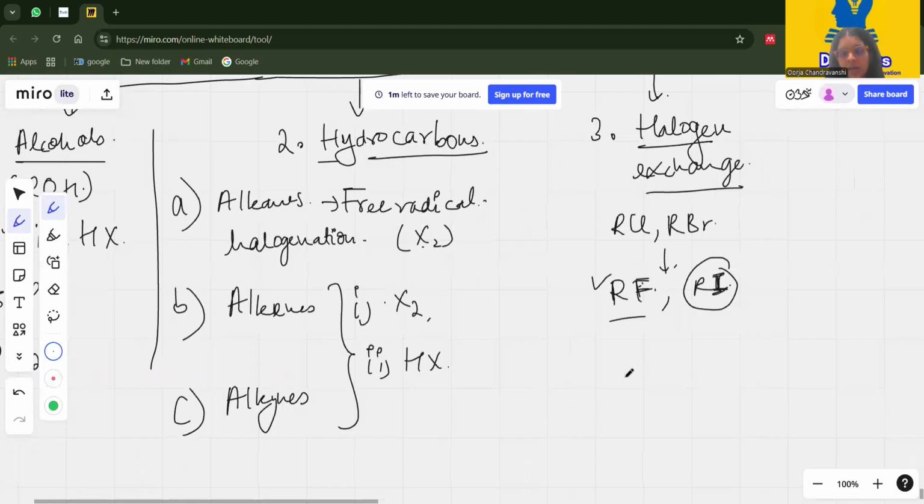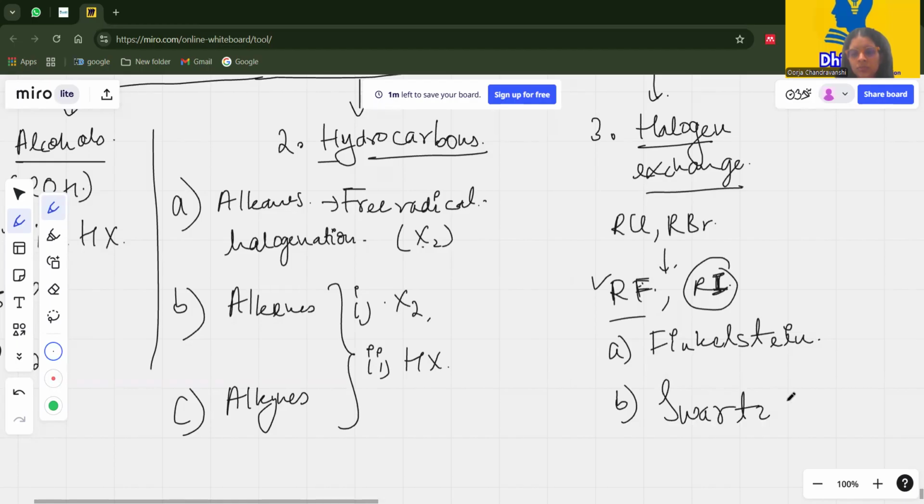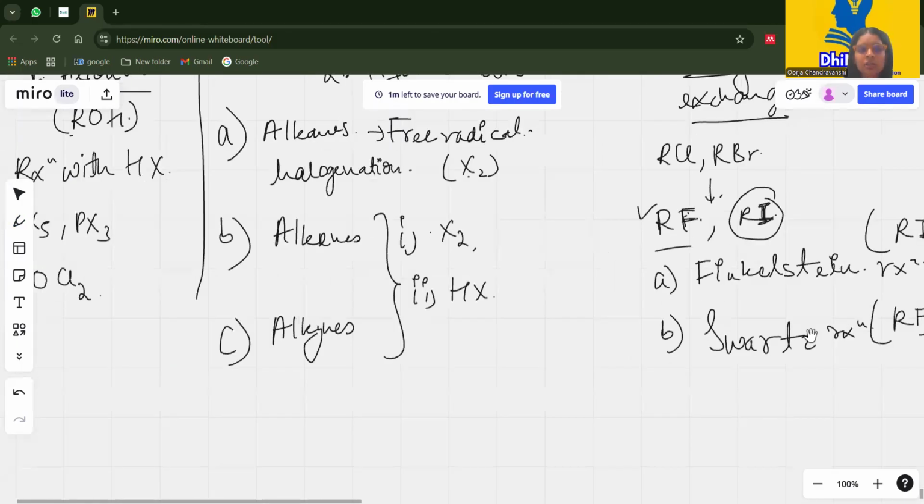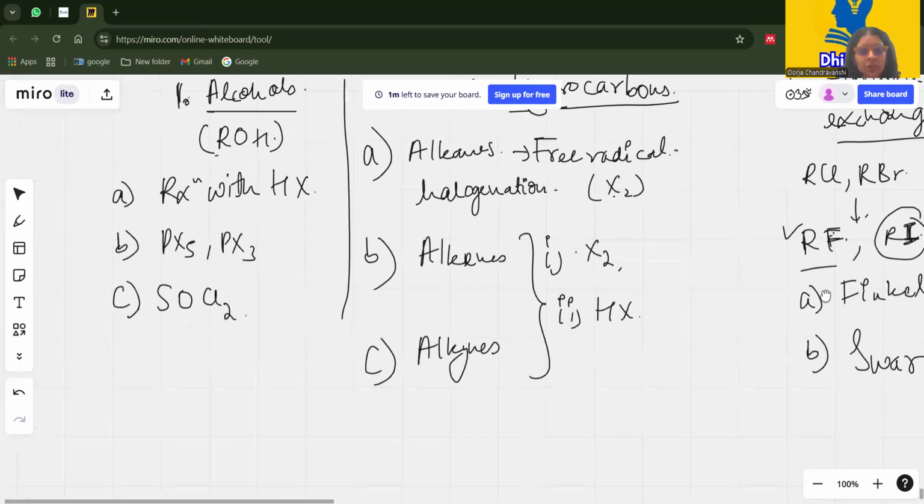And in halogen exchange, the two reactions would be Finkelstein and Swarts. The Finkelstein reaction is used for preparation of iodoalkane, and Swarts is, surprise, surprise, for the fluoroalkane. Okay, let's begin with a description of each, starting with alcohols.